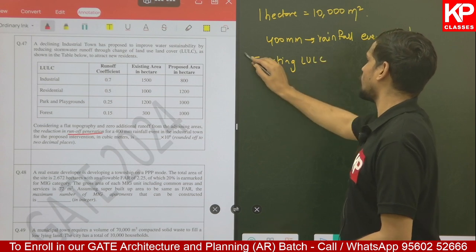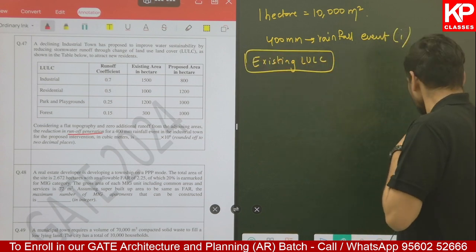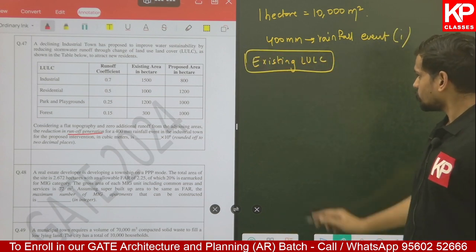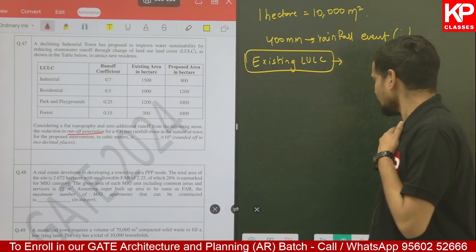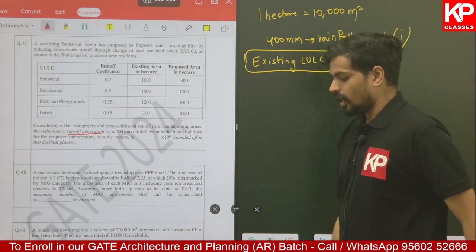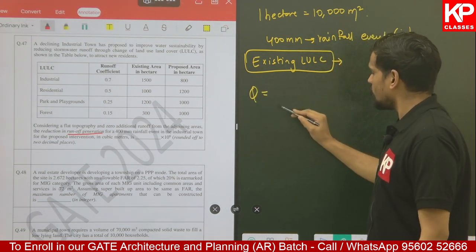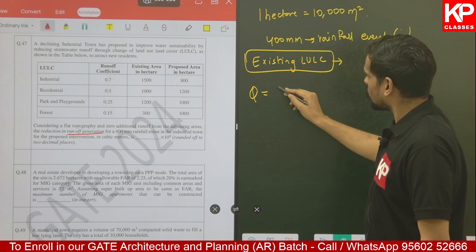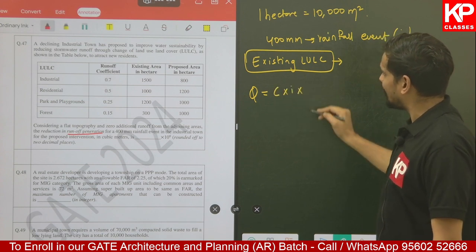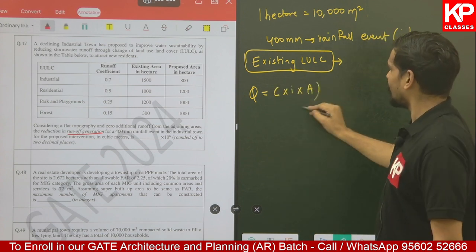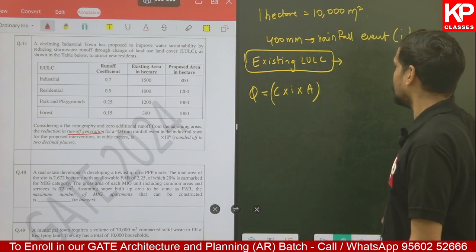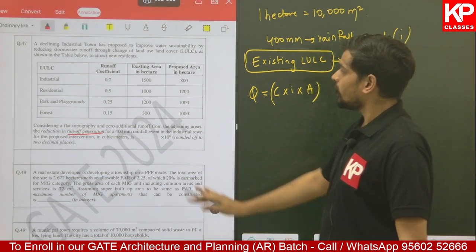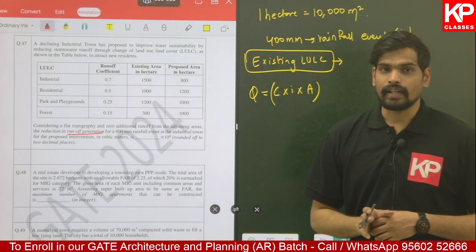Land use, land cover. For existing LULC, let us find out the quantity of runoff by the rational method. Q is equal to the coefficient of runoff times the intensity of the rainfall multiplied by the area of the particular given cover type. So this C into I into A, you will need to do it for each and every type of land cover.